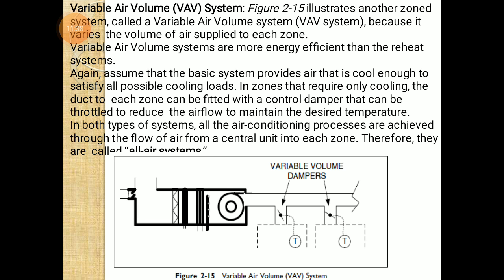In both types, all the air conditioning processes are achieved through the flow of air from a central unit to each zone. Therefore, these are called all air systems.